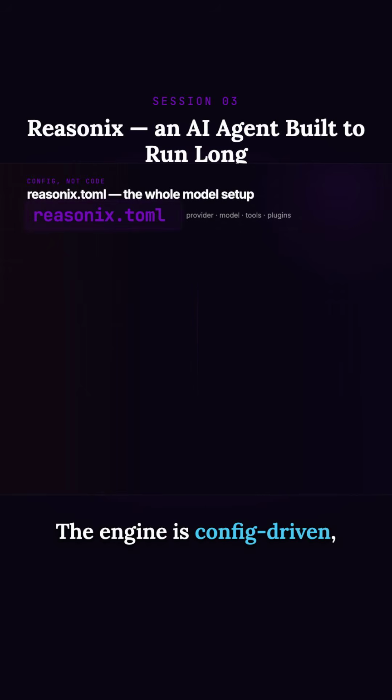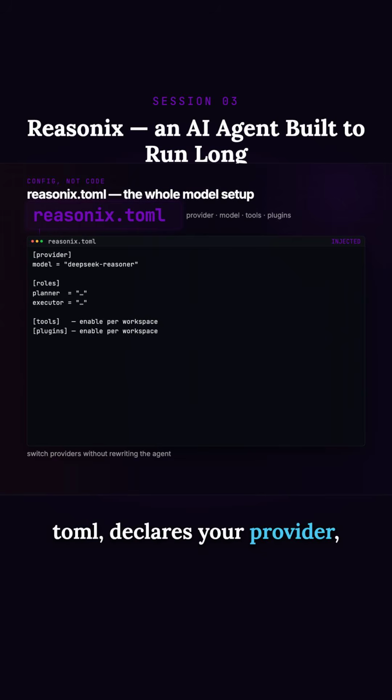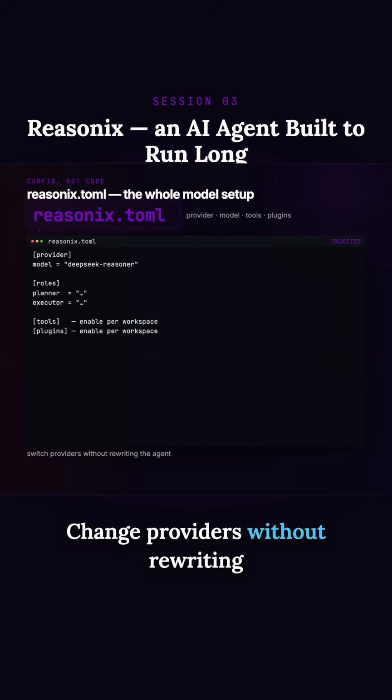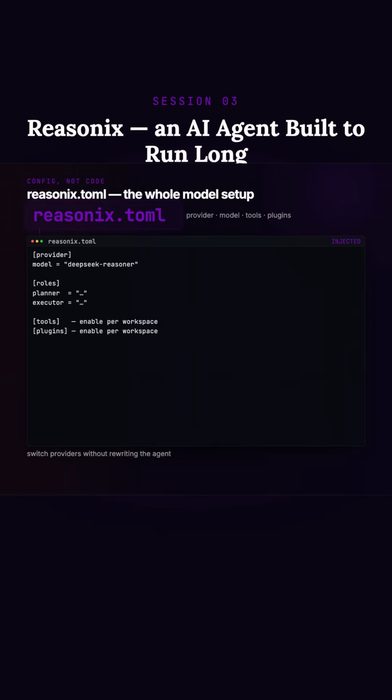The engine is config-driven, not hard-coded to one model. A single file, reasonx.toml, declares your provider, your model, your tools, and your plugins. Want DeepSeek? It is a preset. Prefer another OpenAI-compatible endpoint? Point to it in the config. You can even split roles: a planner model and an executor model. Change providers without rewriting the agent.